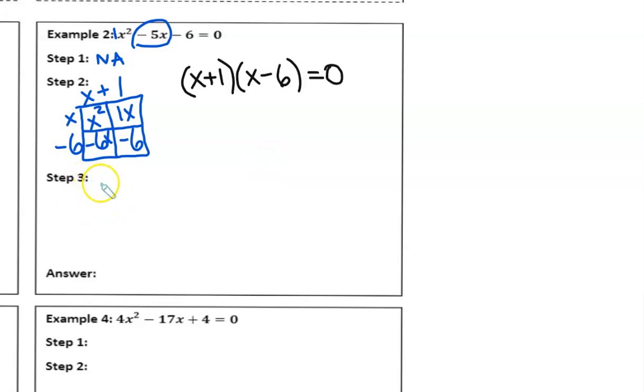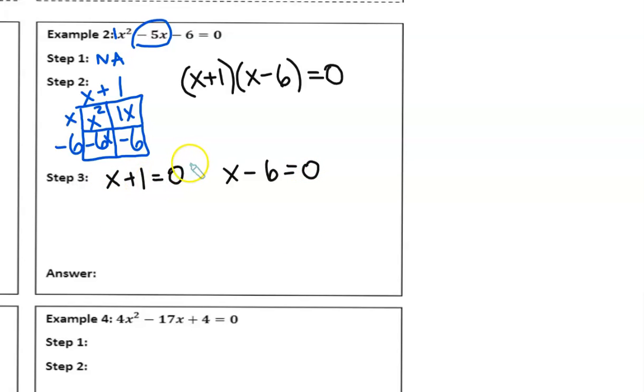Okay, step 3 is I'm going to set each factor equal to 0 and solve. All right, so one factor is x plus 1 and set it equal to 0. And the other factor is x minus 6 and set it equal to 0.